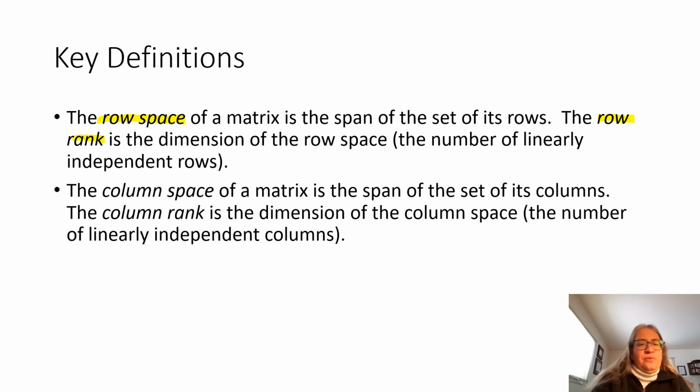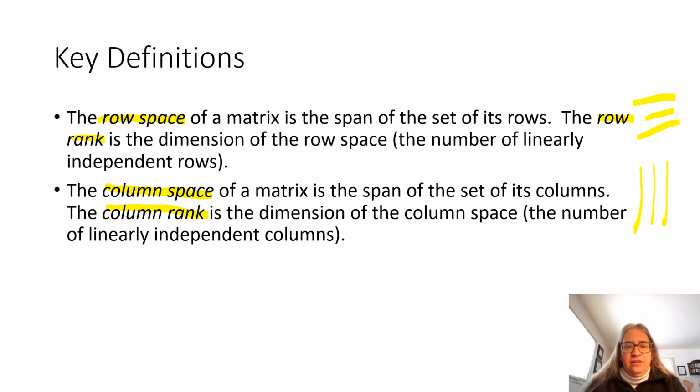On the flip side, we also have the column space, which is the span of the columns. Remember, the columns go this way and the rows go this way. And the associated number that goes with the column space is the column rank, which again is just counting the number of linearly independent columns, otherwise known as the dimension of the column space.